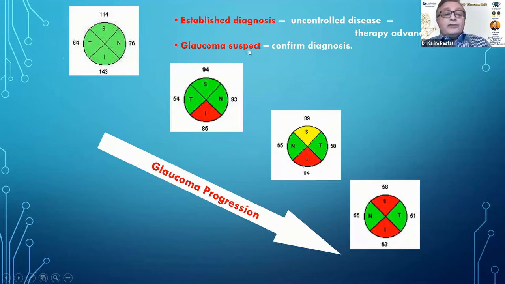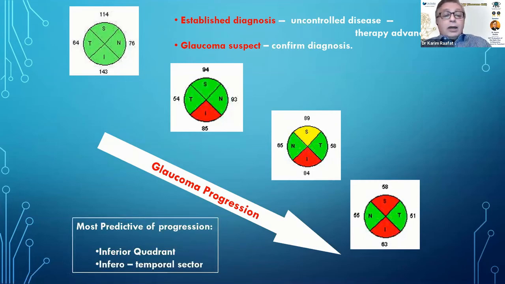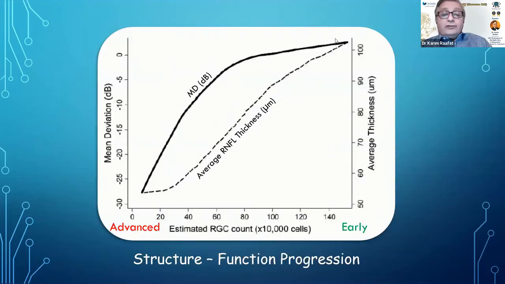So if this was a glaucoma suspect, no, it is a confirmed diagnosis now. And if this is a diagnosed glaucoma patient, this is an uncontrolled disease, and we should do a therapy advancement or lower the target pressure. Again, if we compare the structural and functional progression, we find here for the diagnosed cases, the early disease on the right side of the graph, and the advanced disease on the left side of the graph.